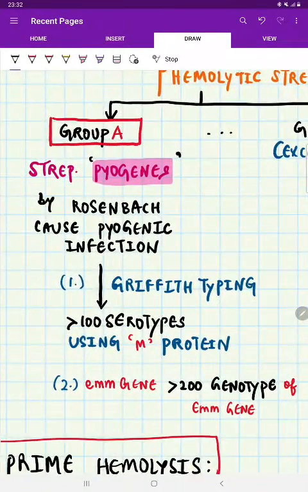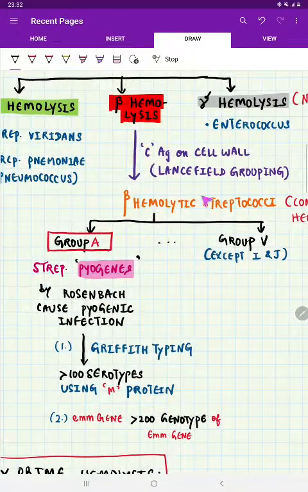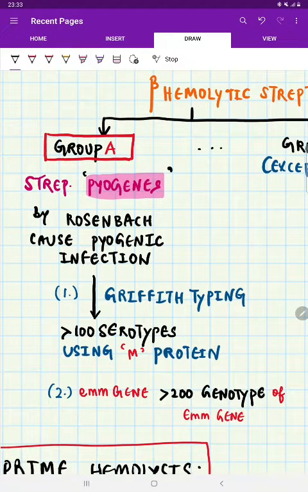Now, this Streptococcus pyogenes is in turn classified by Griffith typing. By that, he classified more than 100 serotypes, based on M protein. So first, beta hemolytic streptococci are classified into groups by the C antigen, the carbohydrate antigen. Now, the serotypes are classified by M protein. Then the genotypes are classified by the emm gene. By emm gene genotyping, more than 200 genotypes have been identified.